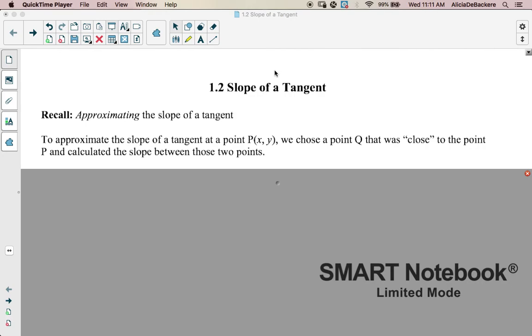Welcome to lesson 1.2. We're talking about the slope of a tangent today. So we've talked about this before in the advanced functions class. There, though, we were always approximating the slope of the tangent.